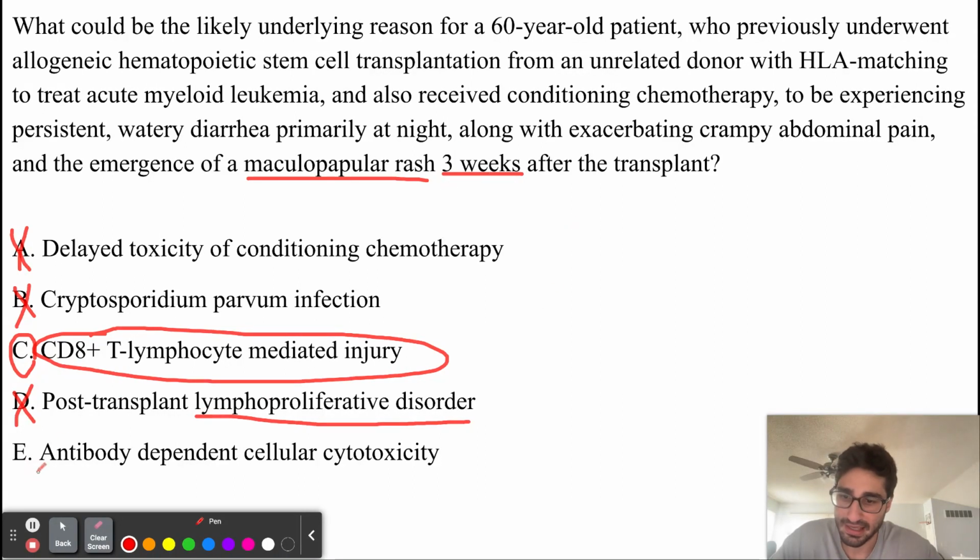Answer choice E is antibody dependent cellular cytotoxicity. Now, as we talked about, CD8 positive T cells are going to be the main players in mediating injury in acute graft versus host disease. So, this is also going to be incorrect.